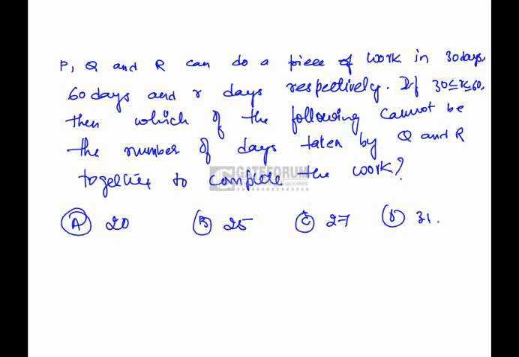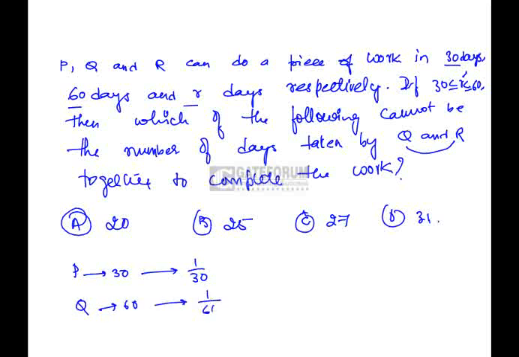Problem: it is given that P, Q and R can complete a piece of work in 30, 60 and R days respectively, and R lies between 30 and 60, including 30 and 60. Now he is asking which of the following cannot be the number of days taken by Q and R together to complete the work. Now P can complete the work in 30 days, so his 1 day work is 1 by 30. Q can complete the work in 60 days, so his 1 day's work is 1 by 60. Now let R complete the work in R days, whose 1 day's work will be 1 by R.